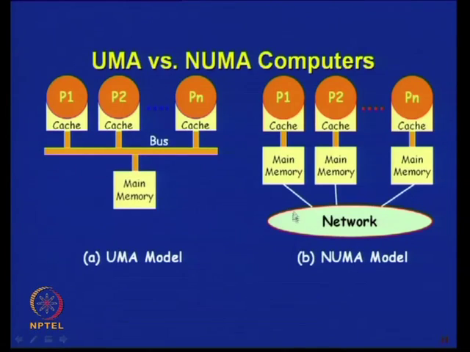and as a consequence the access time is uniform for each of the processors. On the other hand, in the non-uniform memory access model, each processor with its built-in cache is connected to a main memory, and that is connected to the network, or maybe an interconnection network. And whenever sharing is done, this processor will take much less time to access this memory compared to this processor trying to access it through the network. And in this case the access time will be different for different processors accessing different memory devices.